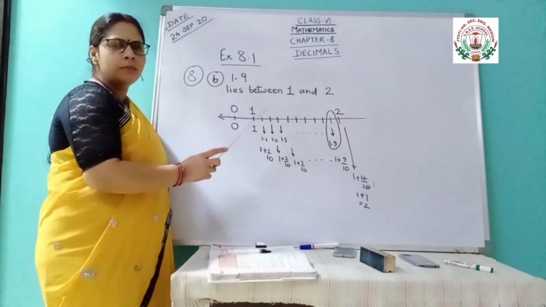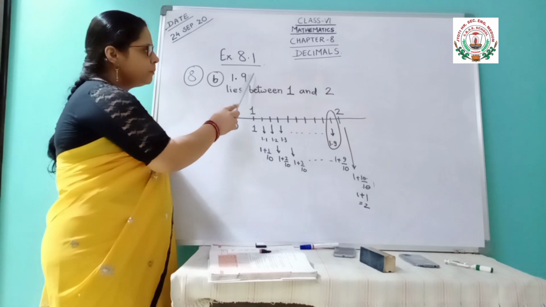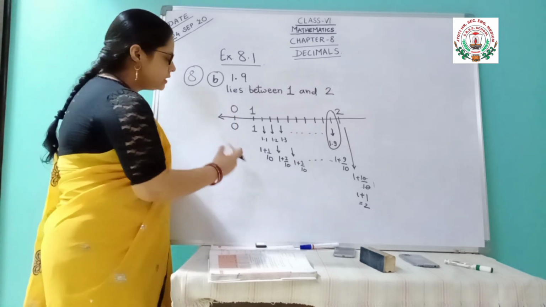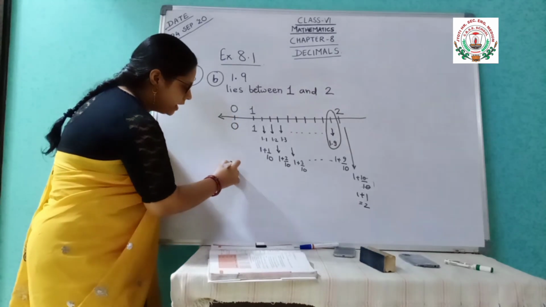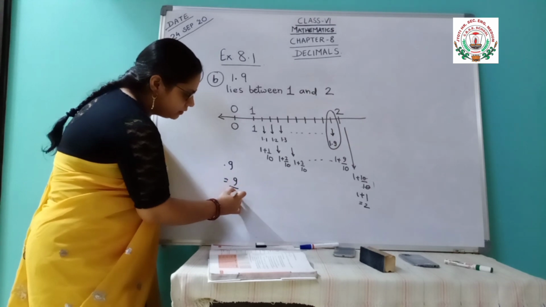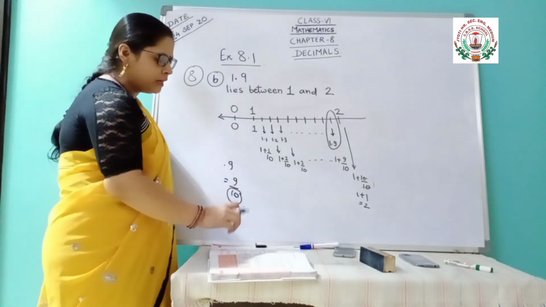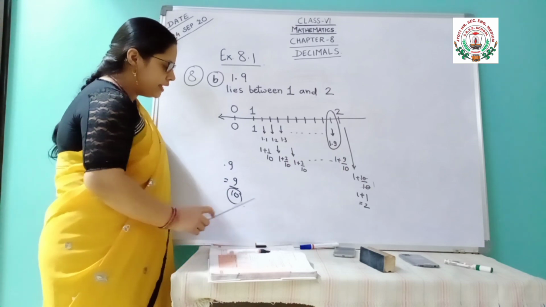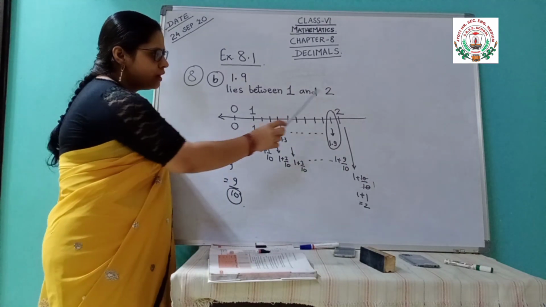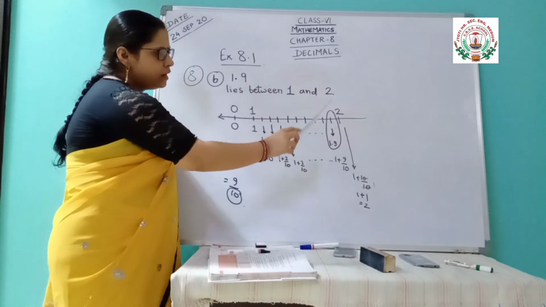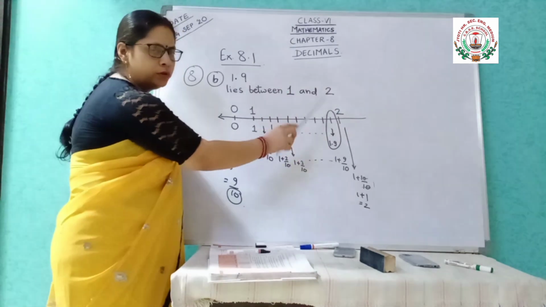Now how many markings will we draw? 0.9 means 9 by 10, so we are drawing 10 markings. As I have explained in the previous question also, 10 markings we will draw from 1 to 2. That is 1, 2, 3 and the 10th number will be 2.